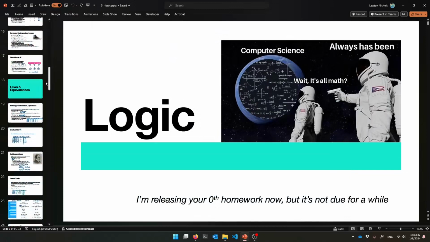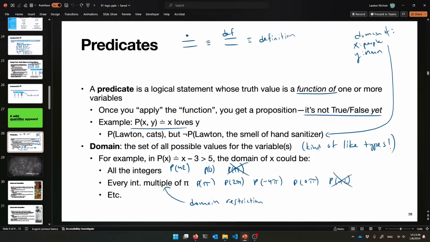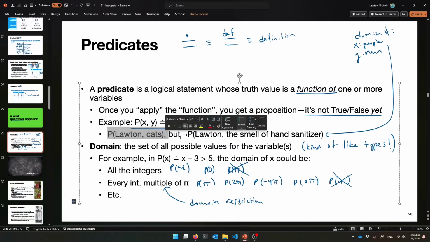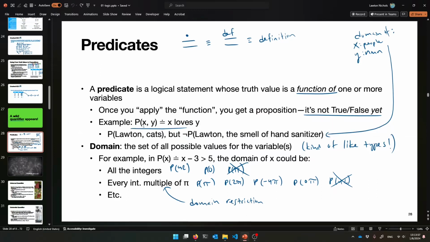We were down here starting to talk about predicates, which is like a function on propositions. You give it two things and then eventually it becomes something that could be true or false. So you have to plug in me and cats in order to get something that's true, and some other stuff to get false. It's not yet false or true because you still have things to plug in, they're variables.